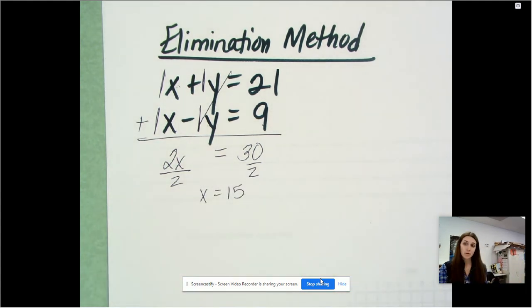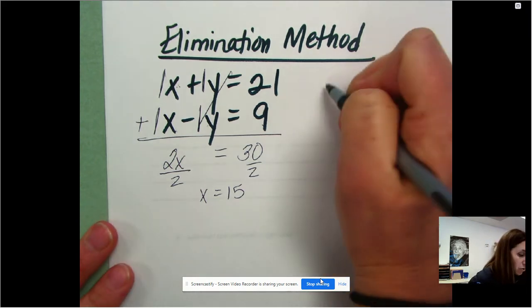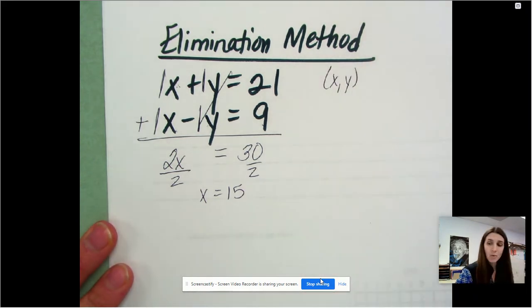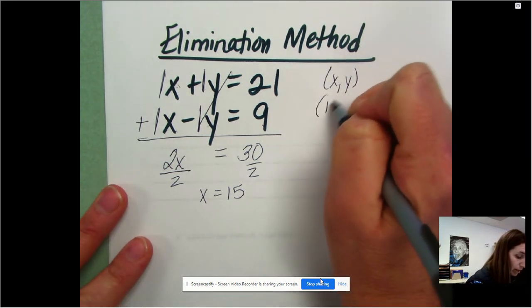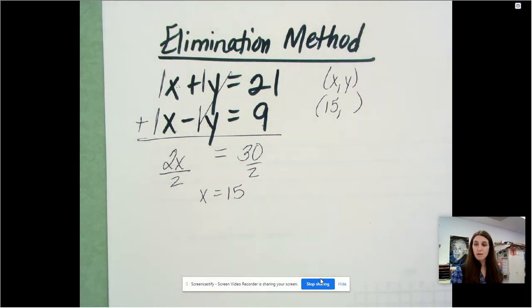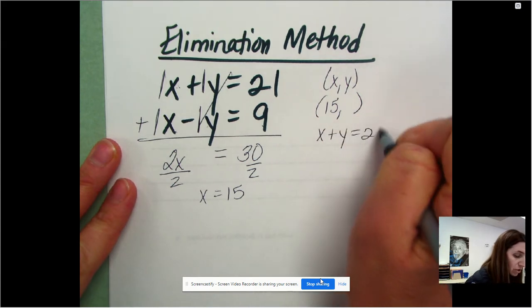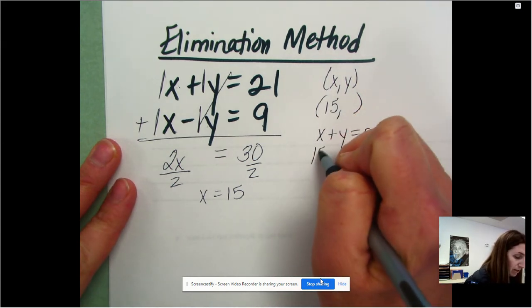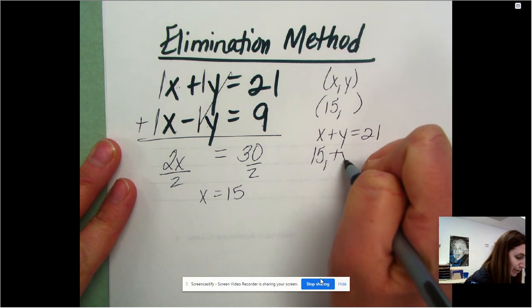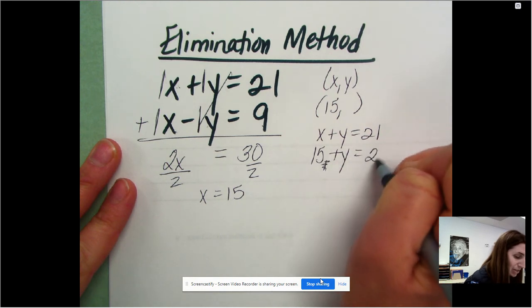And again, in order to solve the system, we need a solution that has the x value and the y value, or the value of both variables. So we've solved that x is 15. So now we can take one of those equations and plug back in. I'm just going to choose the first one. Plug in 15 for your x value, and solve for your y value.